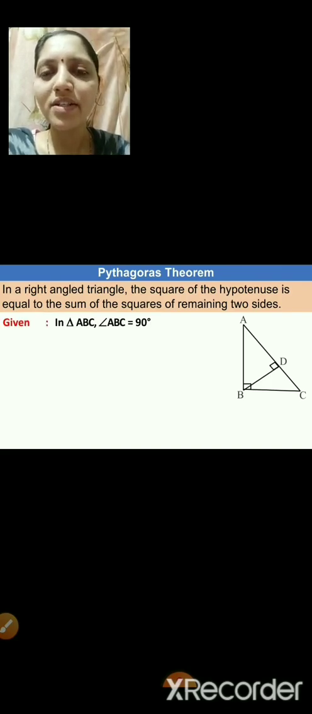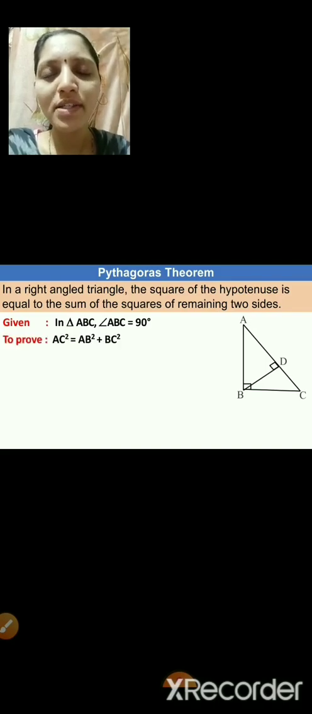So let's start with the given part. In triangle ABC, angle ABC is equal to 90 degrees, and what you have to prove is AC square is equal to AB square plus BC square. Now to prove this theorem, we have to do one construction. We have to draw a perpendicular segment, that is BD, on side AC, such that points A, D, C should be collinear. Now let's start with the proof.